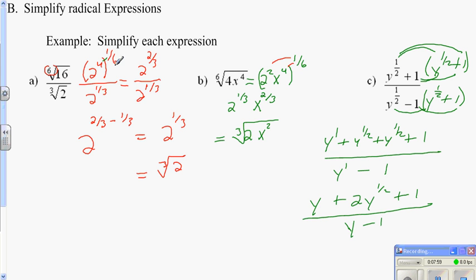Again, notice that we do not change the exponents here because we are adding them. We're adding the bases. We're not multiplying the bases. When we multiply the bases, we add exponents. When we're adding the bases, we are basically deciding are they like terms or not.